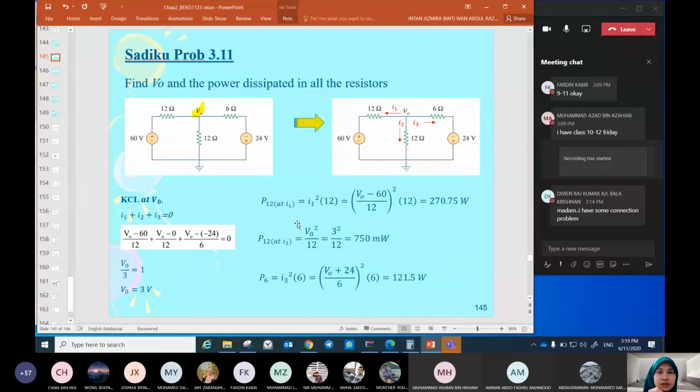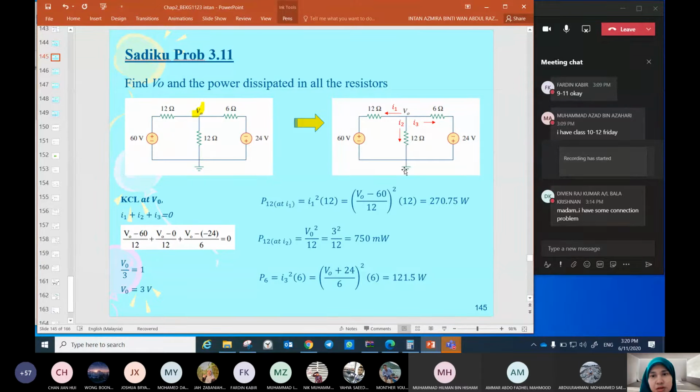So power at this 12 ohm. We have two 12 ohm resistors here, at branch I1 and at branch I2. Power here is equal to I1 squared multiplied with 12. I1 is equal to (V0 minus 60) divided with 12, squared, multiplied with 12. We get this. Same goes for the power of the 12 ohm at this branch.